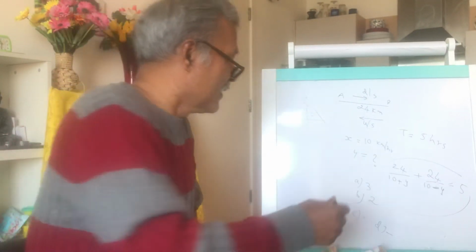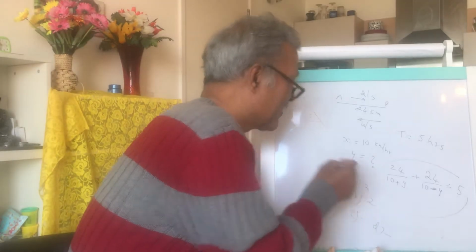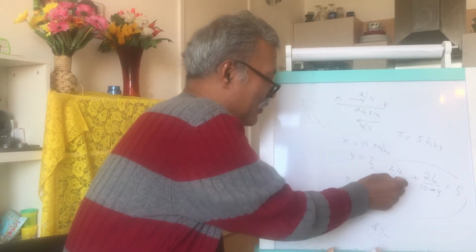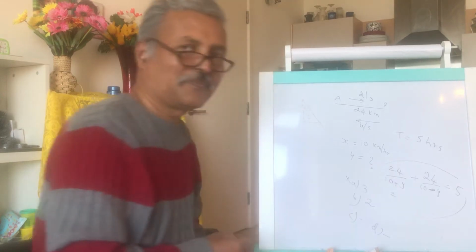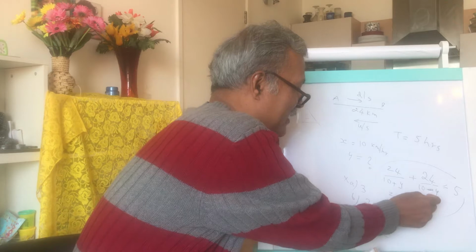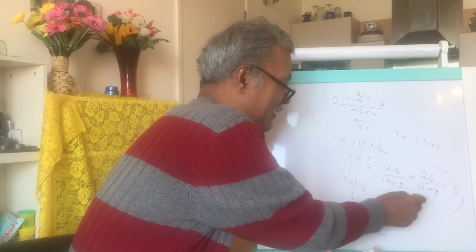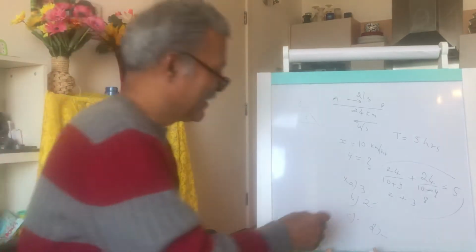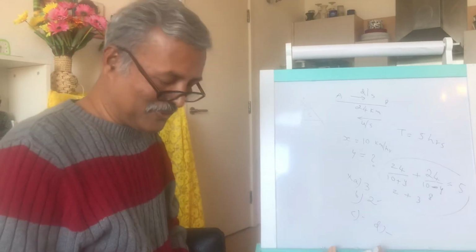So now, come to this. What is 10 plus 2? 12. 24 divided by 12 is what? 2. 10 minus 2. What is 10 minus 2? 8. 24 divided by 8 is 3. Did you get it? Total time is 5. So, my friends, the answer is 2.